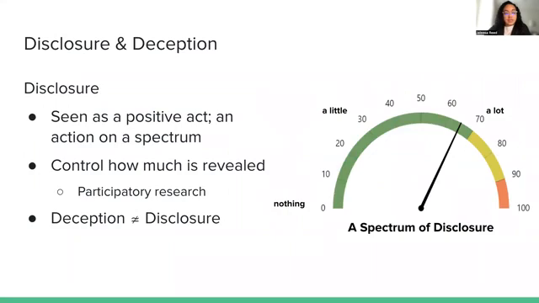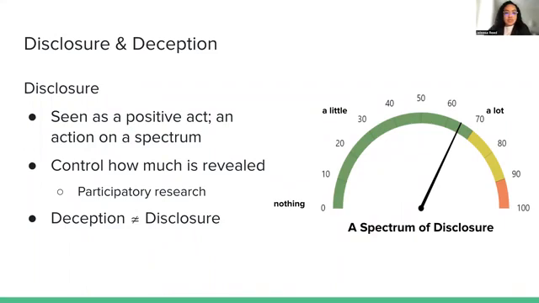On the other hand, disclosure is seen as a positive act. Disclosure is seen as an action on a spectrum instead of a binary concept. Researchers can choose how much they reveal about their research questions or goals, and this can range from revealing nothing, a little, or a lot, and they could still withhold information that prevents them from making a full disclosure. There are also instances in participant observation or participatory research where a researcher may not be actively concealing their research, but in the act of omission, the research may still be considered covert.